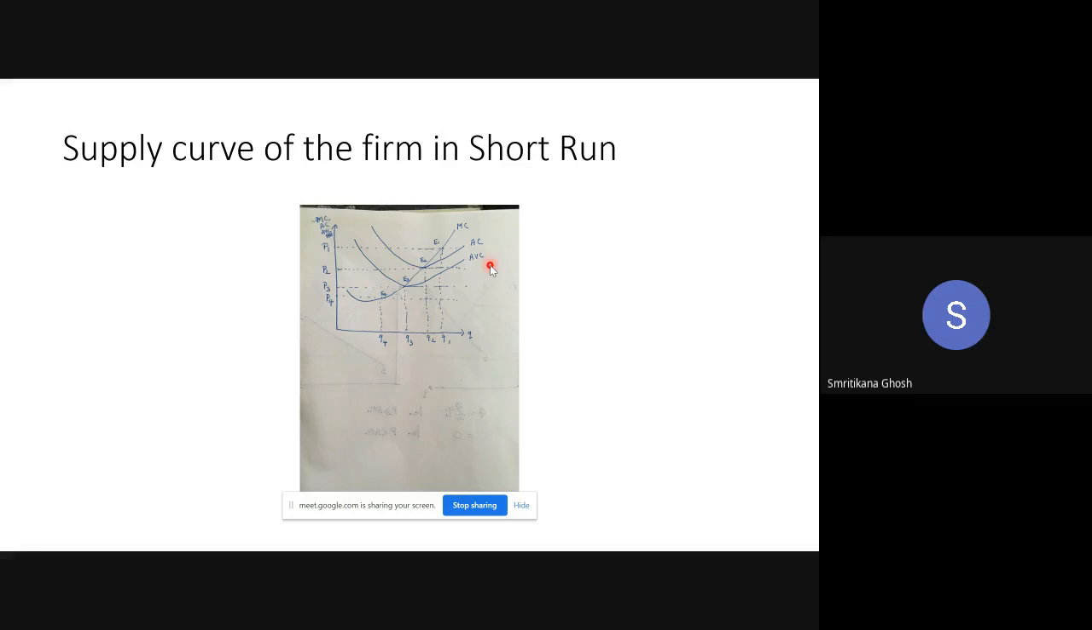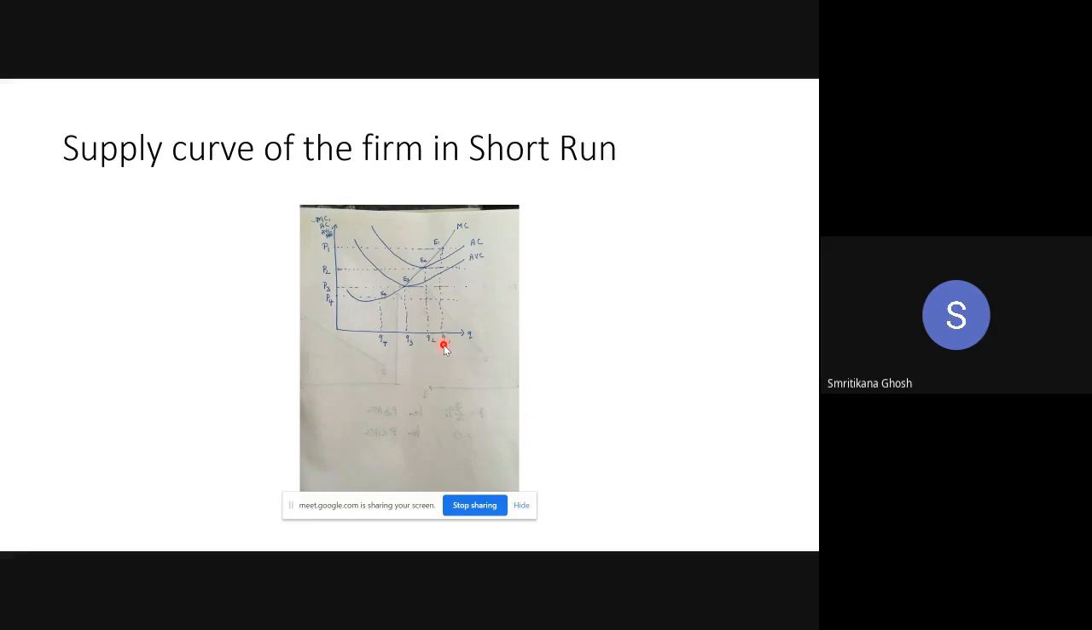Now look, if the price is P1, that will be your AR equal to MR line. That is P1, it is given to you. And you know the equilibrium is where price is equal to MC. In that case, the equilibrium will be E1, right? Now, if it is E1, then the quantity will be Q1, very simple.